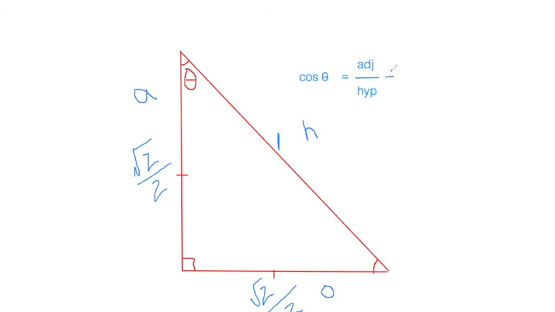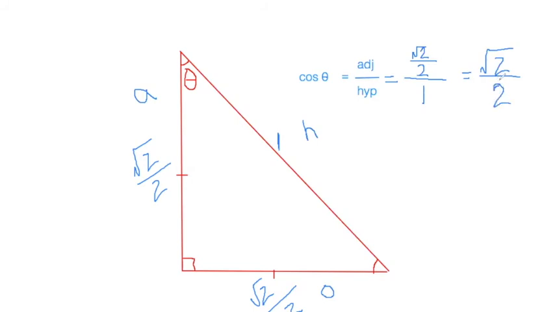So if we use those sides that we have, the adjacent side to that angle is root 2 over 2. So root 2 over 2. And you can probably see where this is going. Over, if the hypotenuse is 1, anything over 1 is itself. So the cosine is root 2 over 2. And that's what our x value was for that 45-degree angle.